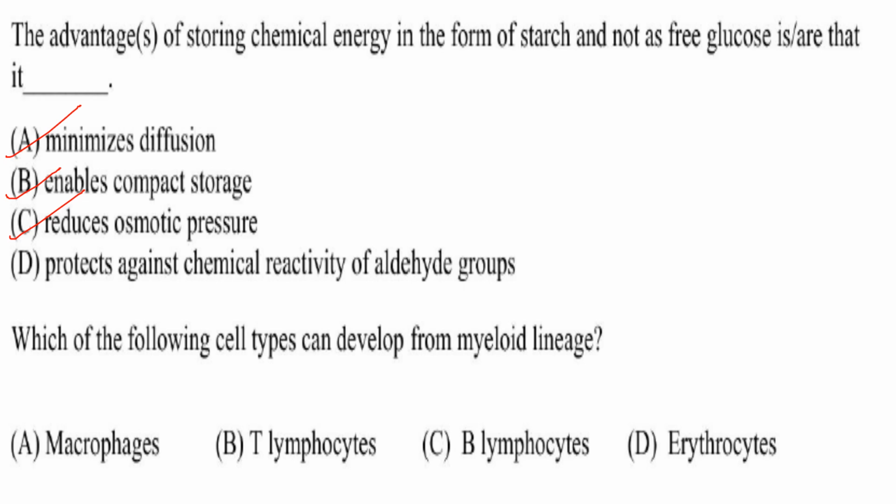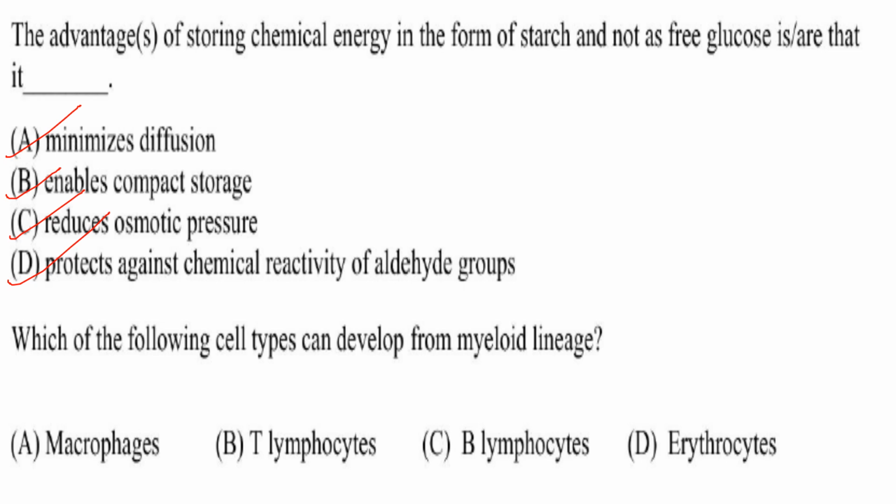That's correct. Protects against chemical reactivity of aldehyde group. Now in starch, each glucose is linked to the next glucose by glycosidic linkages. So one glucose molecule is linked to another glucose molecule via a glycosidic bond. So this will protect the aldehyde group from reacting or undergoing oxidation in starch, whereas glucose has a free aldehyde group and it is susceptible to oxidation. So protects against chemical reactivity of aldehyde groups is also correct. So A, B, C and D are correct.